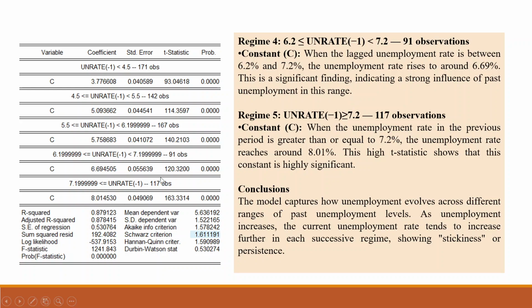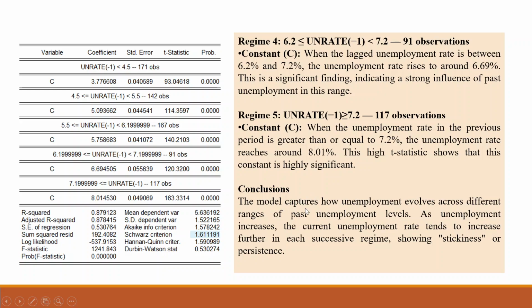Now, when the unemployment rate in the past is greater than or equal to 7.2, the current unemployment will be 8.01. So when the unemployment rate in the previous period is greater than or equal to 7.2%, the unemployment rate reaches around 8.01%. The t statistic is very high and the p-value is also less than 0.05, so it is significant.